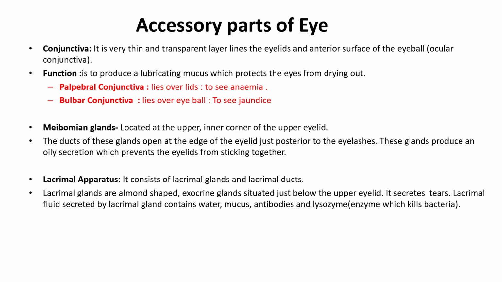Lacrimal apparatus consists of lacrimal glands and lacrimal ducts. Lacrimal glands are almond shaped exocrine glands situated below the upper eyelid, and they secrete tears. The lacrimal fluid secreted by the lacrimal gland contains water, mucus, antibodies and lysozyme. Lysozyme is an enzyme which kills bacteria, and thus it protects the eyeball.